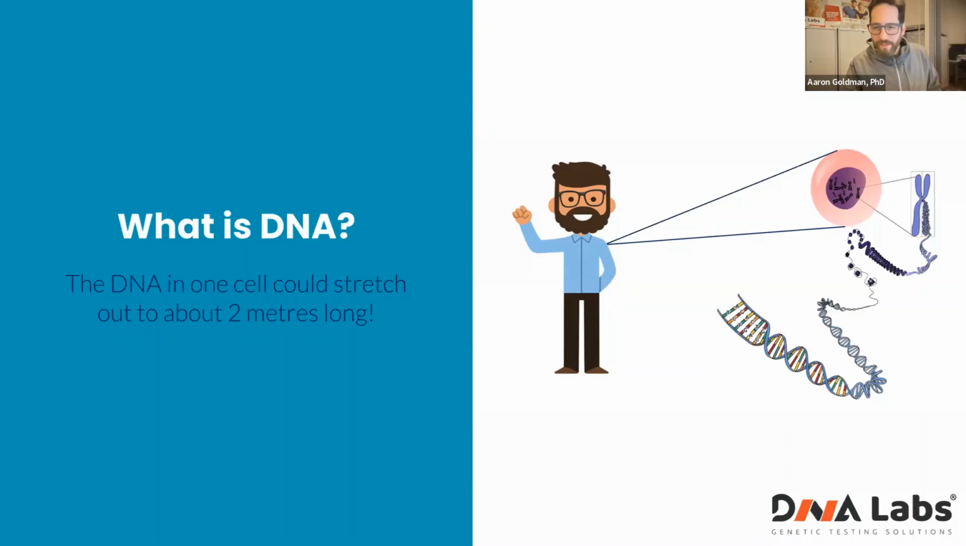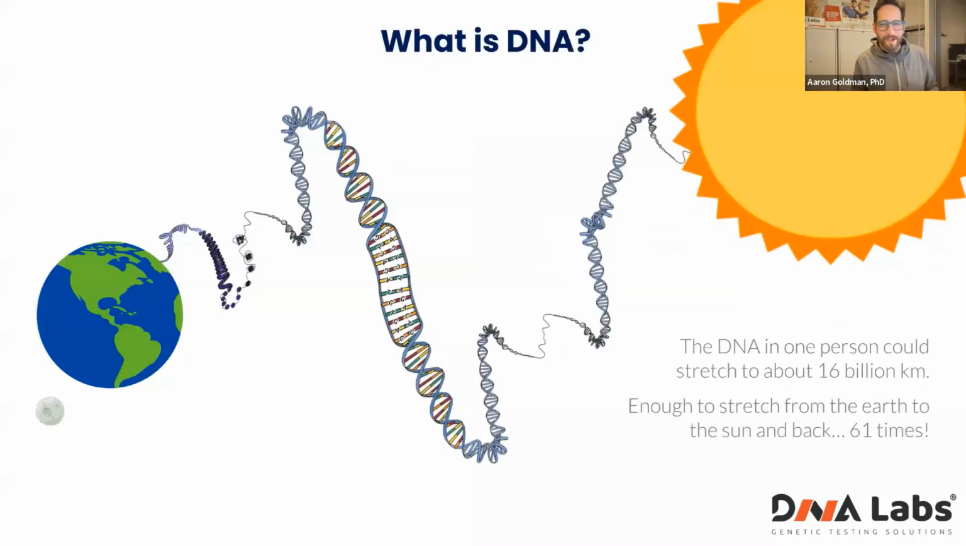And then to expand on this notion of how much DNA we have in our body, if you take all the DNA in one human body, it'll actually stretch out to be about 16 billion kilometers. I apologize, I'm up in Canada. I forgot to convert this to miles, but that's enough DNA to stretch from the Earth to the sun and back 61 times. So it's a massive amount of DNA that's in your body.